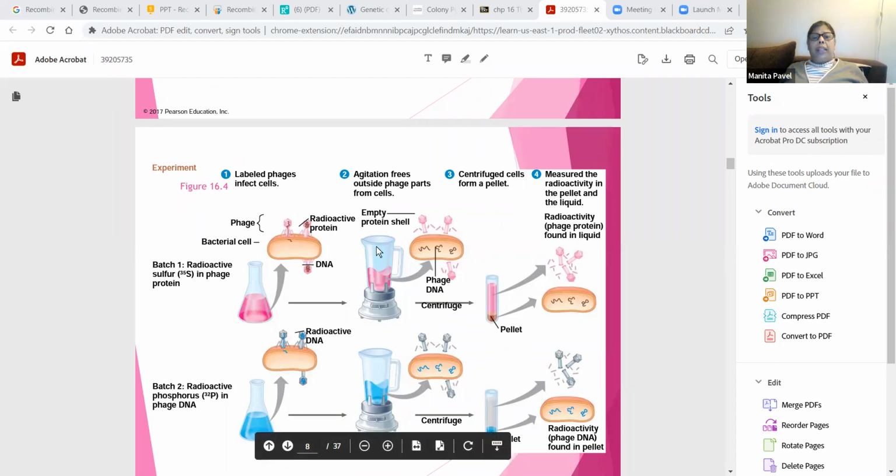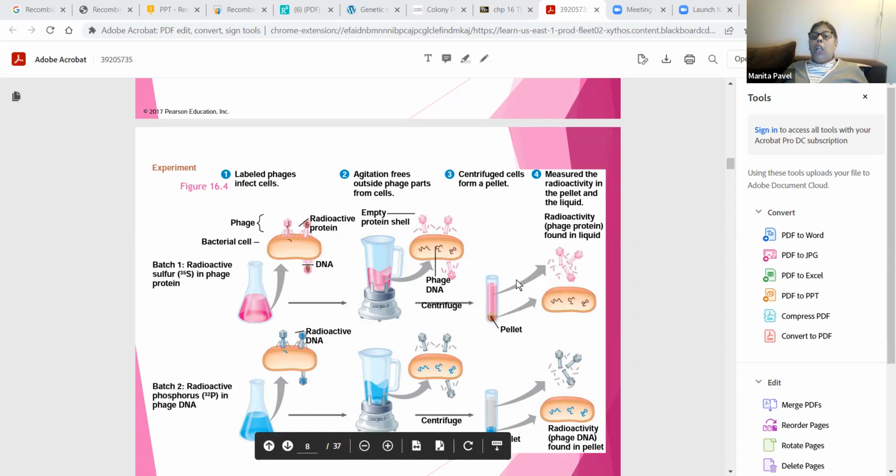Then they blended it, put it in a mixer, and the agitation caused in the mixer freed, separated out the phage parts from the cell. So you can see here that the phage DNA was separated from the protein in the phage particles. The centrifuged cells now gathered and formed a pellet at the bottom, and then you had the supernatant.